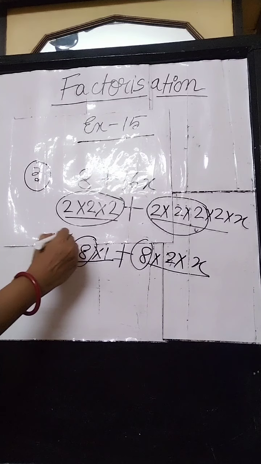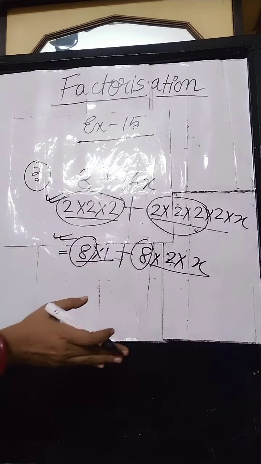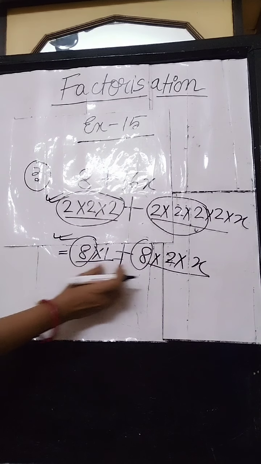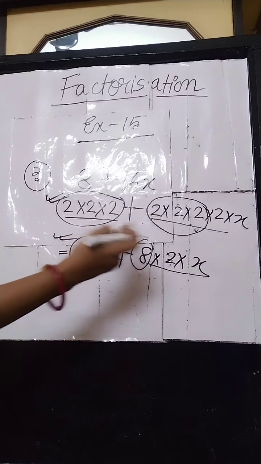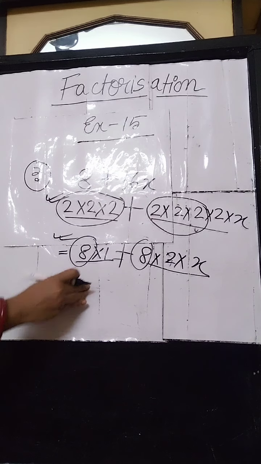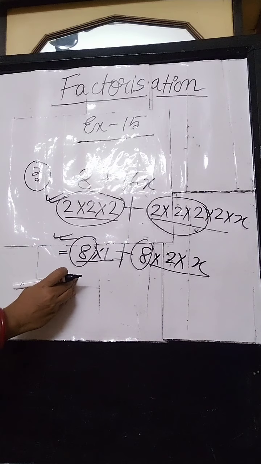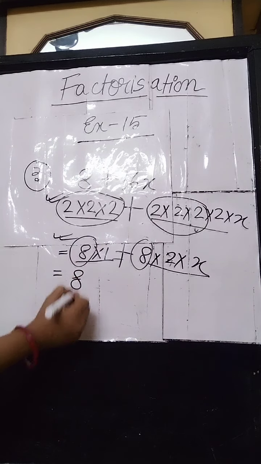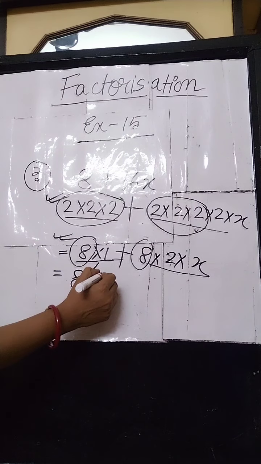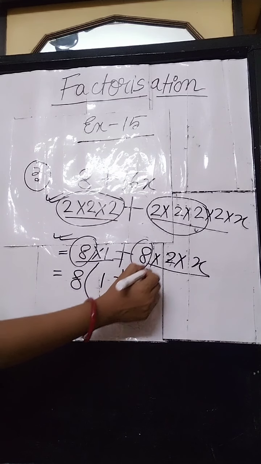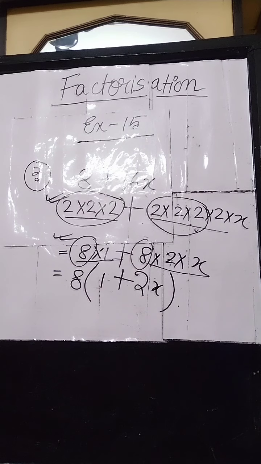You can break it in this way also. Both are acceptable. What we can see is that 8 is present, whether you write it in the form 2 into 2 into 2, or directly as 8. In both cases, 8 is common. So we will keep 8 outside the bracket, and inside the bracket we will keep 1 in the first term, and the remaining in the second term is 2x. So this is the end of the sum.